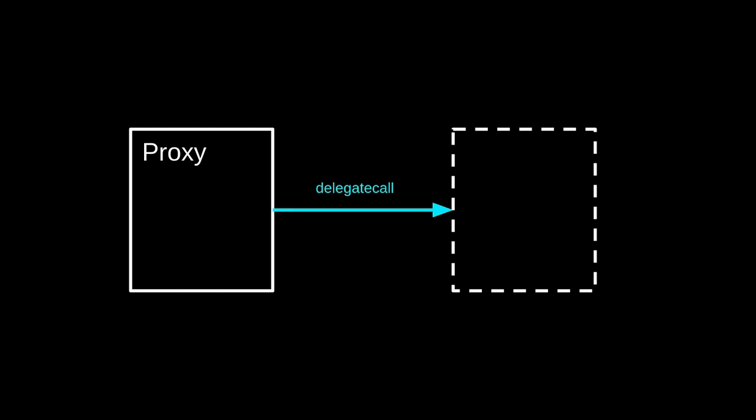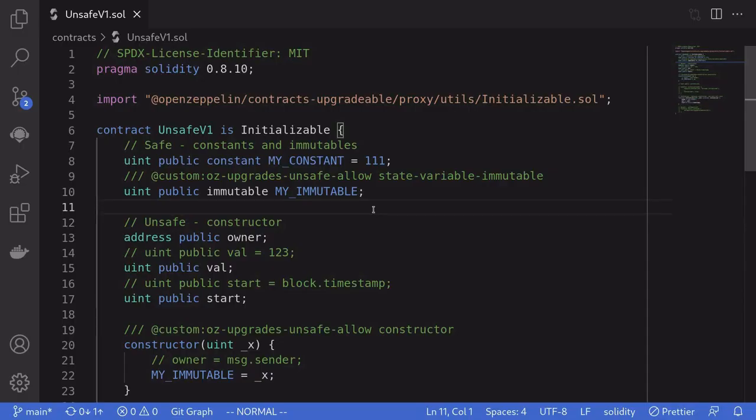What will happen if we try to call a function on the implementation? Well, the proxy will delegate call to the implementation, but the implementation is no longer there, meaning that there is no code to execute, so any call to the proxy contract will now fail. Again, OpenZeppelin will give you warnings if you have a self-destruct inside your implementation contract.